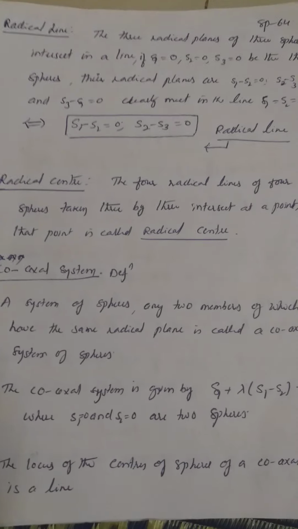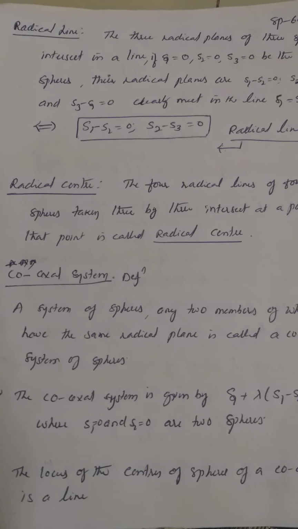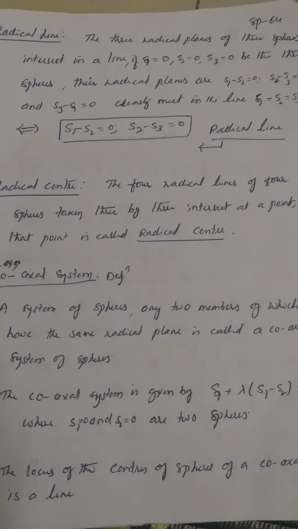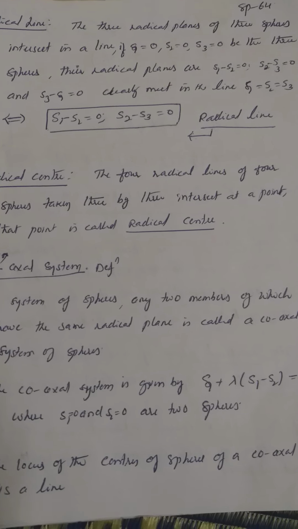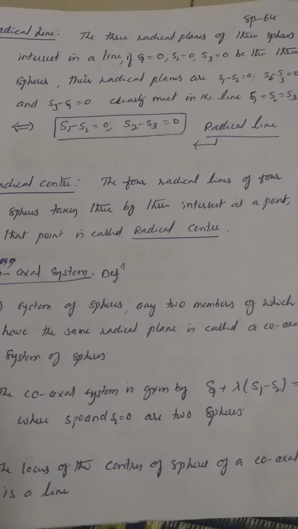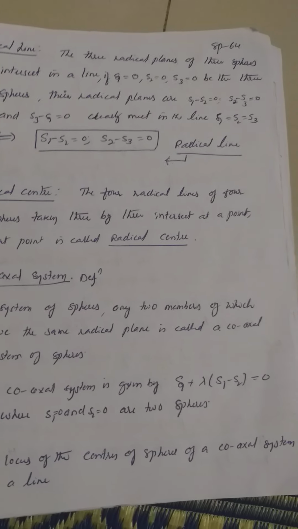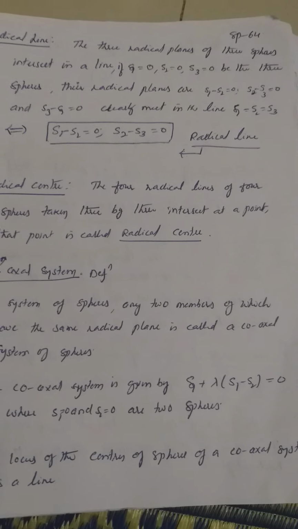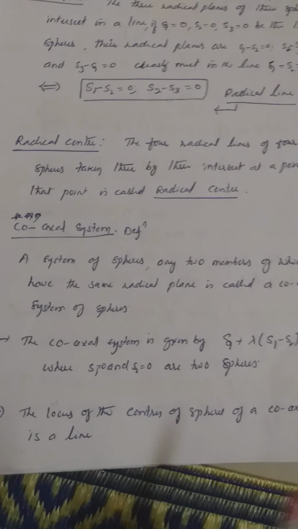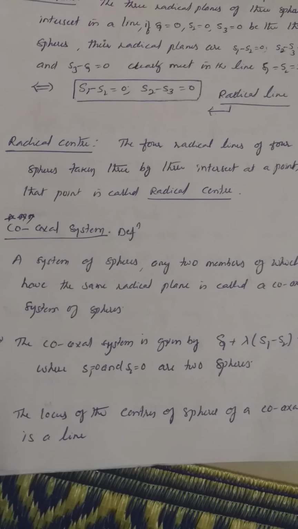Now, what is radical center? It is a definition. The four radical lines of four spheres taken three by three intersect at a point, and that point is called a radical center. That means you have to solve all the four equations. You will get the x, y, and z values. Those values, those coordinates, are called the radical center.